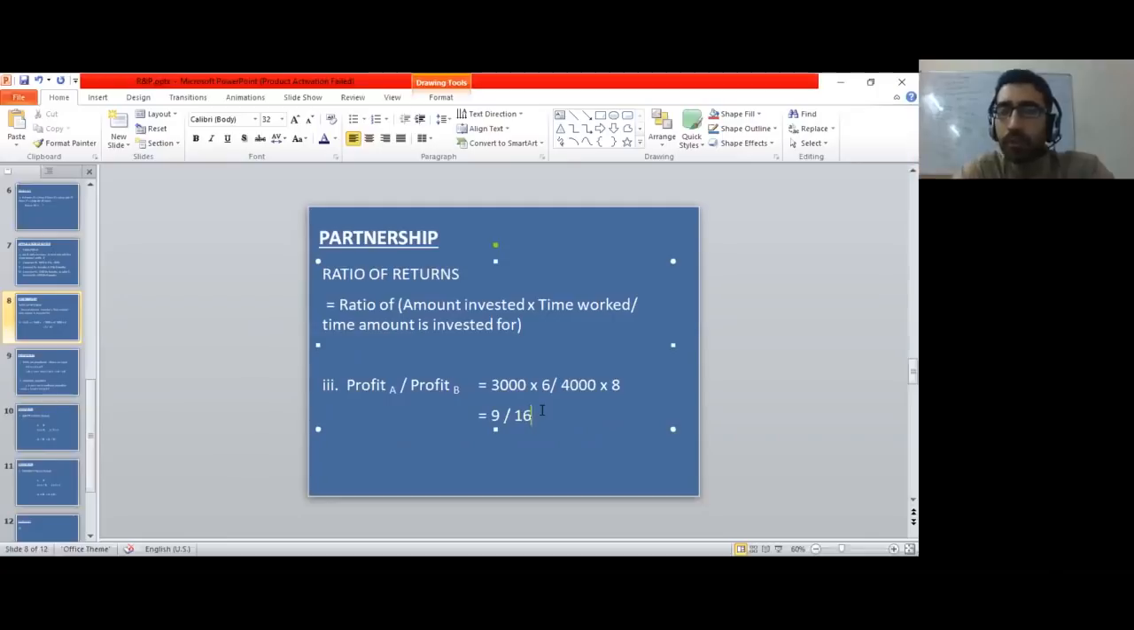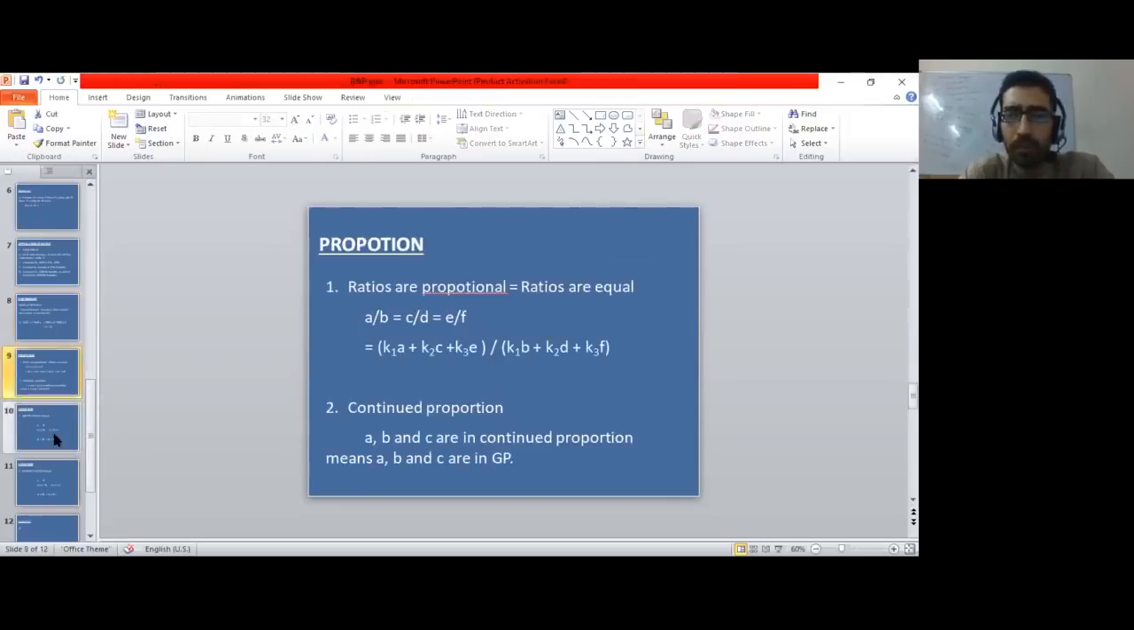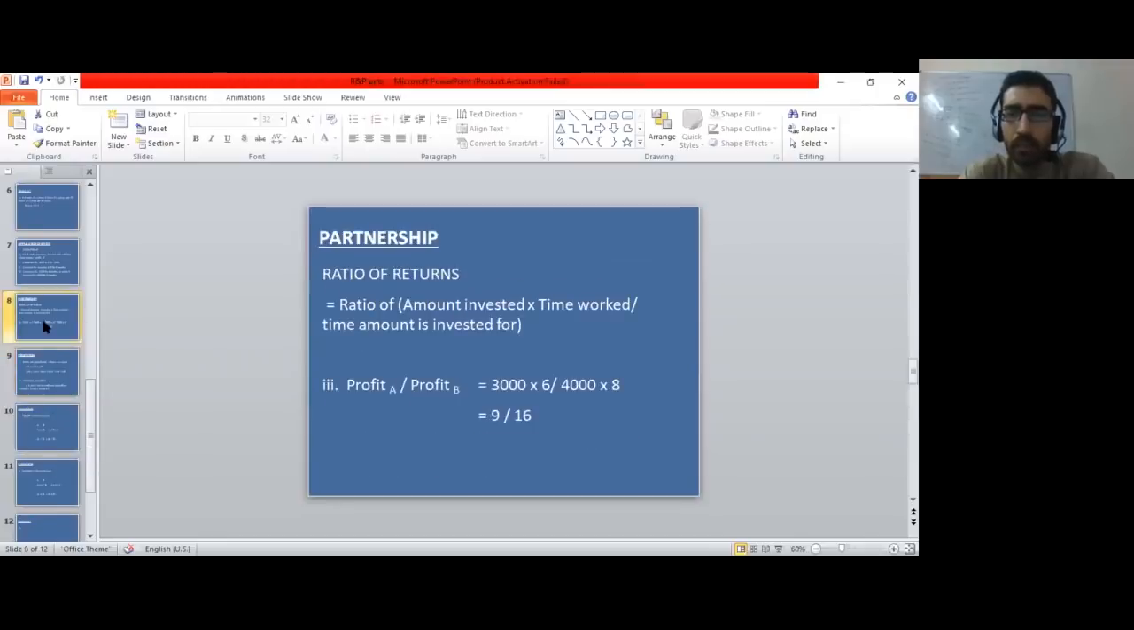The ratio of profits enjoyed will always be amount invested into time for which the amount was invested, or for which some work was invested, divided by the amount invested into time for the other person. Yeah. Is this clear? Is this simple? Is this something that you understood, guys? Okay.